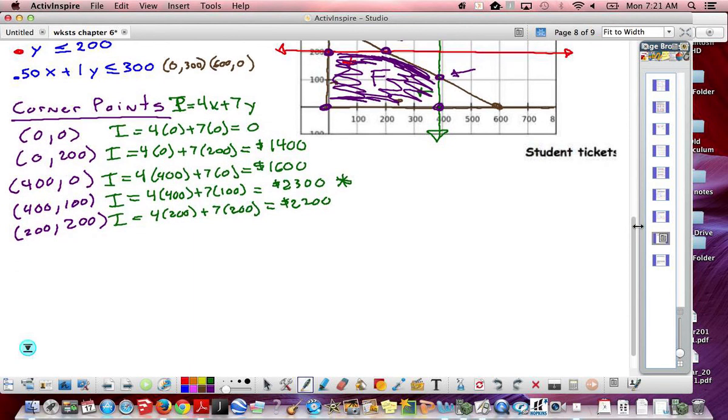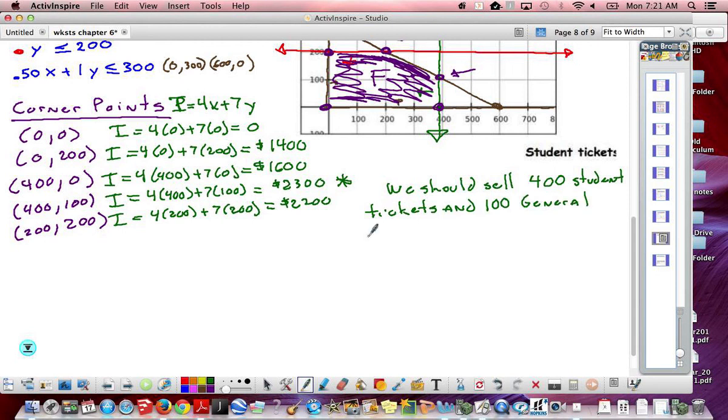So let's write the sentence real quick. We should sell 400 student tickets and 100 general admission tickets for a maximum income of $2,300.